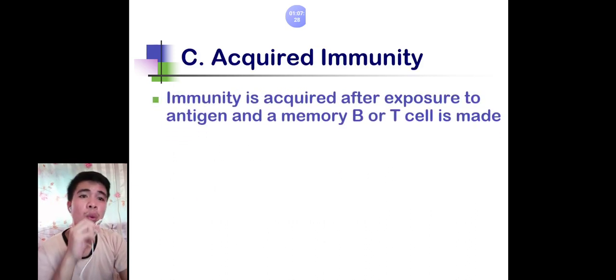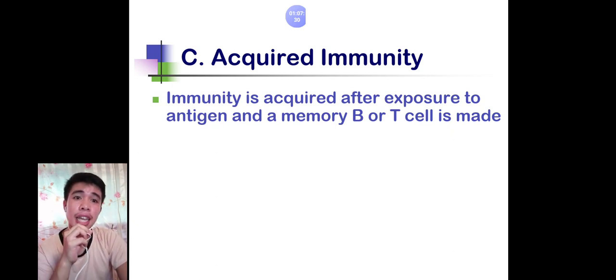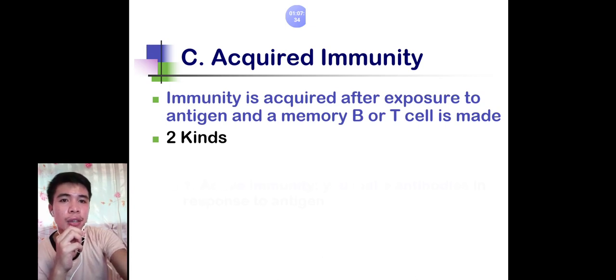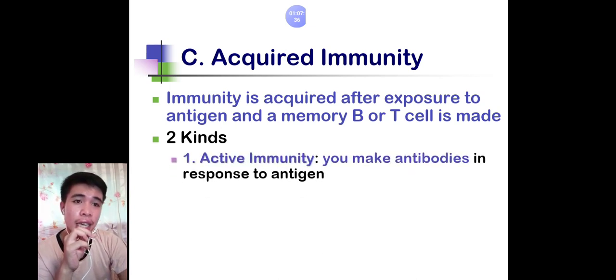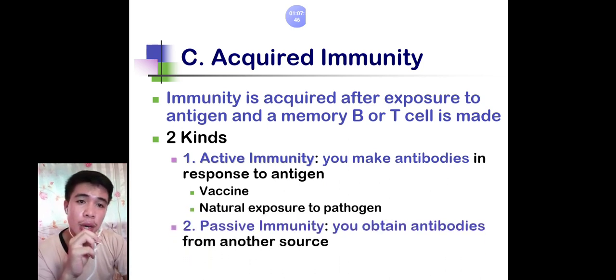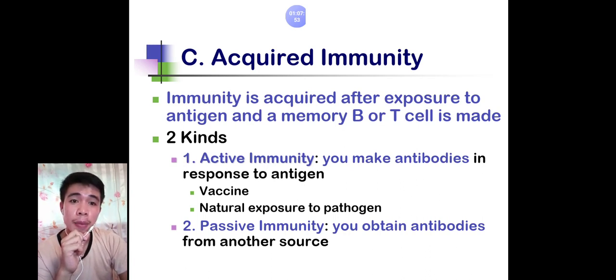Immunity is acquired after exposure to antigen and memory B cells and T cells are made. So two kinds. We have the active immunity, where you make antibodies in response to antigen. For example, the vaccine and natural exposure to a pathogen. The second one is passive immunity, where you obtain antibodies from another source.